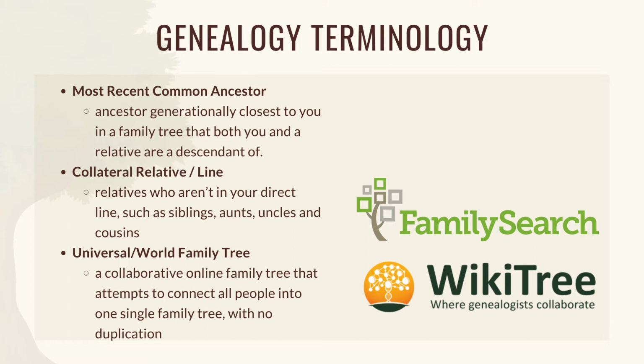Knowing who your most recent common ancestors are will help you determine relationships between you and others in your family tree. Collateral lines. These are relatives who aren't in your direct line, such as siblings, aunts, uncles, and cousins. Some folks only research their direct ancestors, but researching collateral lines can be very helpful. So keep in mind that knowing who your fourth great-grandmother's sister's grandkids are might actually help your research.